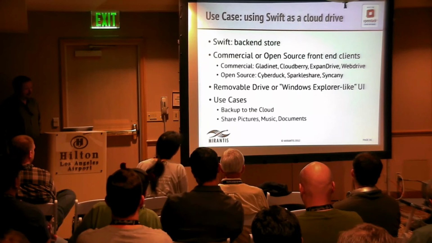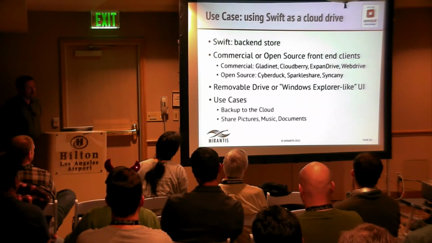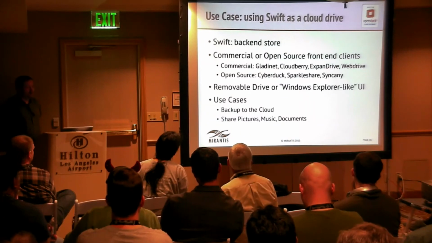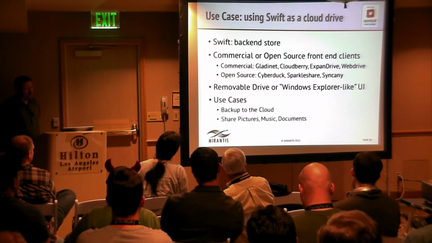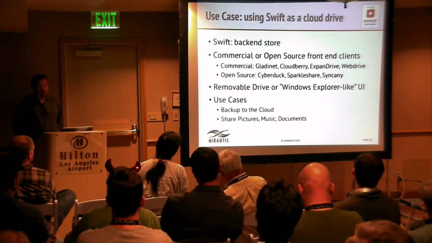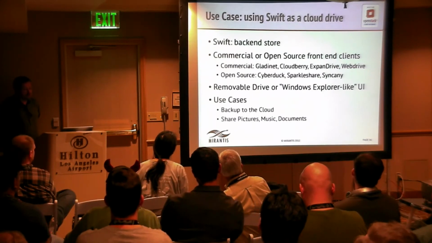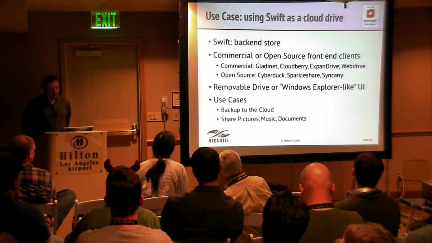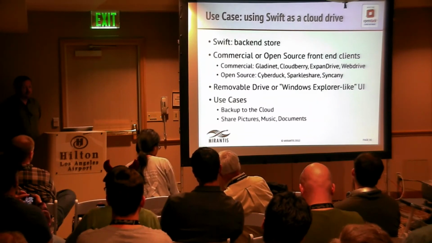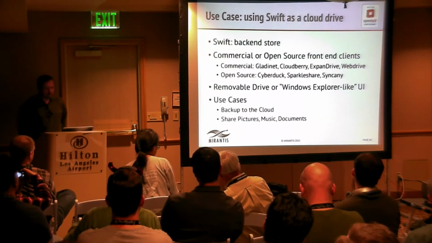Cloud drive. Swift can be used as a backend store, and then you have a large number of commercial clients that have been written to present Swift objects as files on the machines. I think Gladinet is probably the leading vendor out there, although Cloudberry, ExpandDrive, and WebDrive are also out there. Open source, there's CyberDuck, SparkleShare, and Synchrony. I think the only one that's actually usable, unless you're a hacker, is CyberDuck. And CyberDuck is not a drive in itself. It's just a UI that provides an Explorer-like interface to access the files.